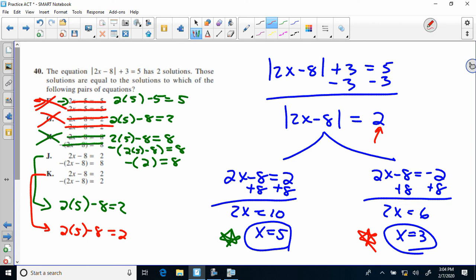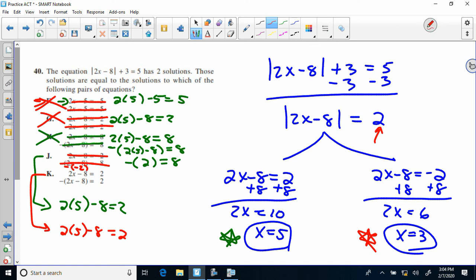So then I come down to J and I try J. If I plug 3 in the top equation, I have 6 minus 8 is negative 2. Doesn't work here because that's positive 2. If I plug 3 in here, 2 times 3 is 6 minus 8 is negative 2. And negative 2 times a negative is a positive 2, so it doesn't work there.